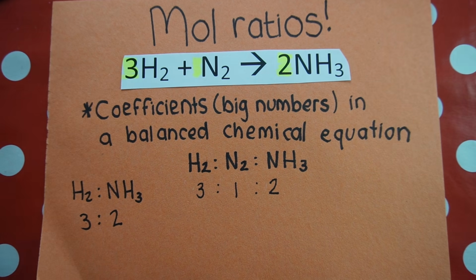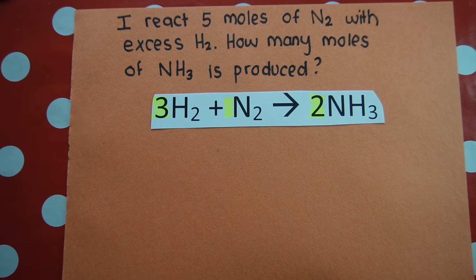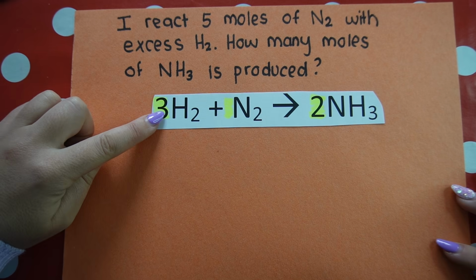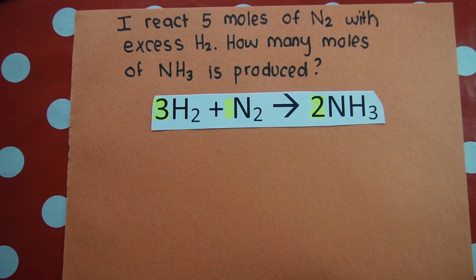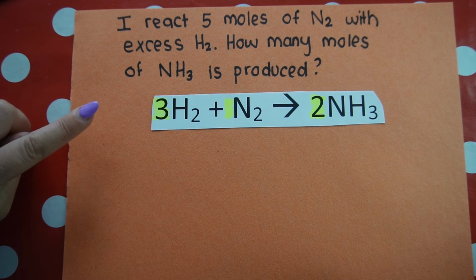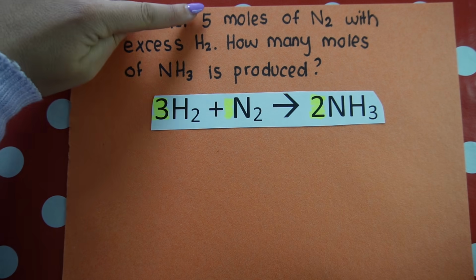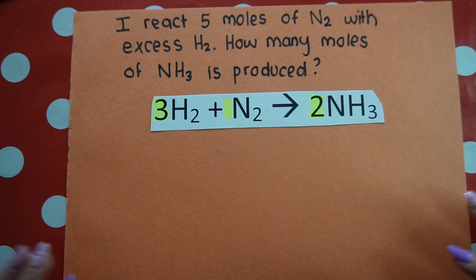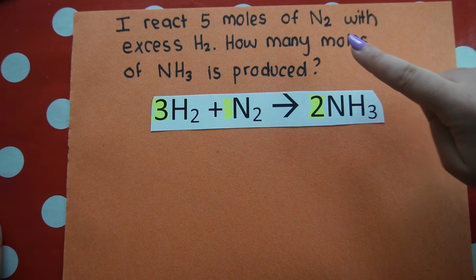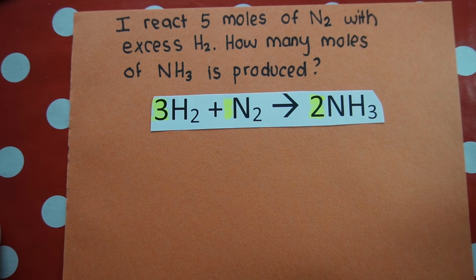Let's take a look at an example. So using the same balanced chemical equation where we know that 3 moles of hydrogen reacts with 1 mole of nitrogen to produce 2 moles of ammonia, we can look at the following question. I react 5 moles of nitrogen with excess hydrogen. That means I have over enough hydrogen, so we don't have to worry about hydrogen in this calculation. How many moles of ammonia is produced?